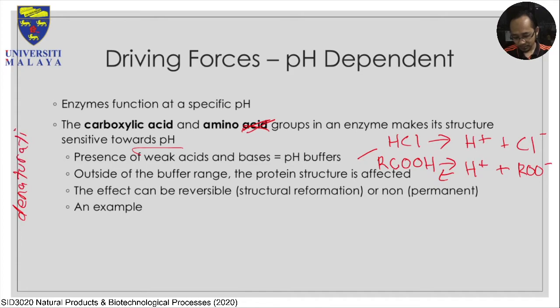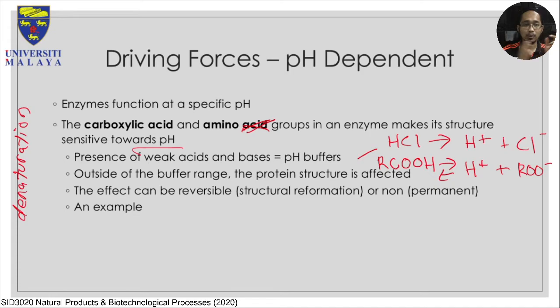Denaturation. This is the terminology when we're talking about a structural change of an enzyme from a natural state to an unnatural state. The effect of denaturation can be either permanent or reversible. Reversible means that it deforms, but then when you change the pH again, it folds on itself, forming the original structure.